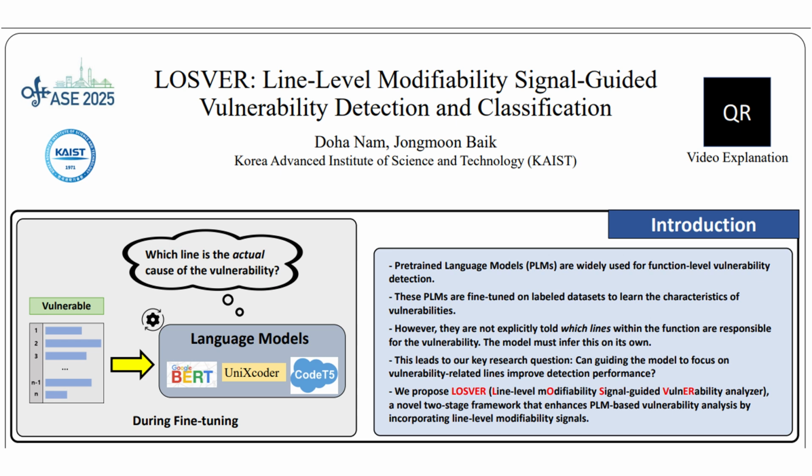But here's the problem. Most existing approaches feed the entire function to the model as is. They don't tell the model which lines might have caused the vulnerability. So what if we tell the model which lines are suspicious and let it focus on those lines during fine-tuning and prediction? Would that help? That's the main idea behind LOSVER.